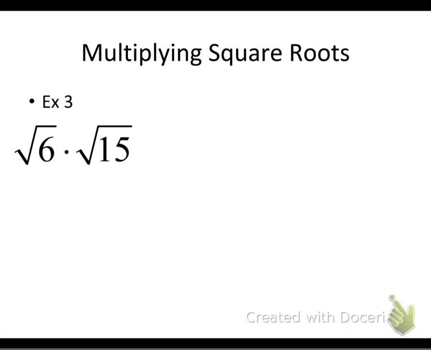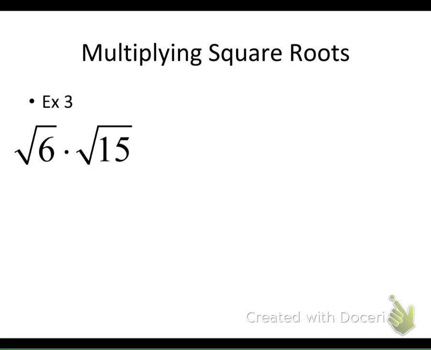So what I want you guys to look at is example number 3. You're going to multiply the square root of 6 times the square root of 15. If you look back at your note sheet and you follow those steps, the first step says multiply coefficients. Do I have any coefficients here to multiply? No. So if there are no coefficients to multiply, we just skip that step.